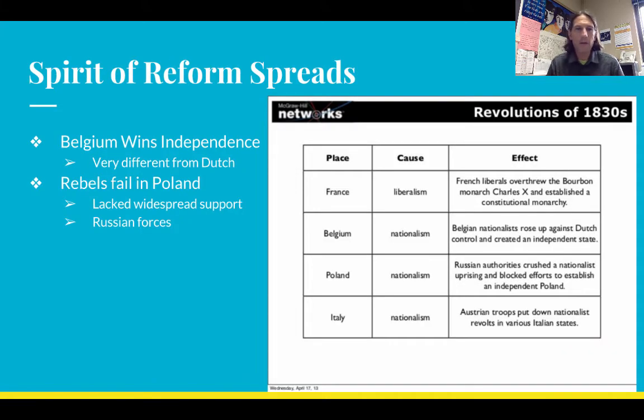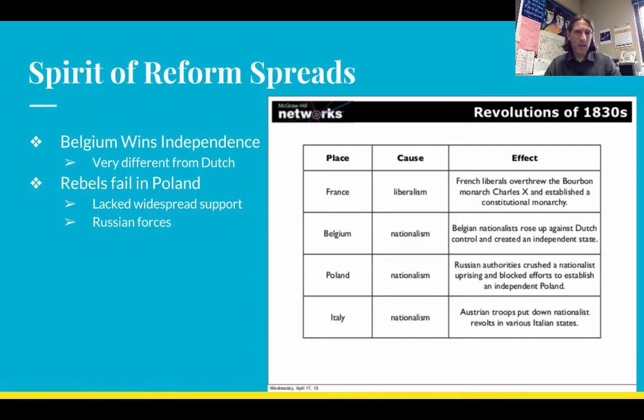So if we look at some reforms that succeed and some reforms that don't succeed, Belgium's able to win their independence. The problem Belgium runs into is they were thrown into a country with the Dutch. And the Dutch and the Belgians are very different from each other. The Dutch are Protestants. They're involved in trade. Whereas Belgium is mostly Roman Catholic, they're involved in manufacturing. They speak French.